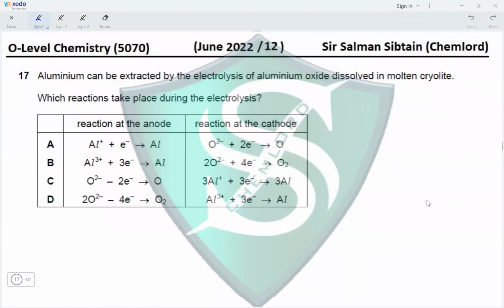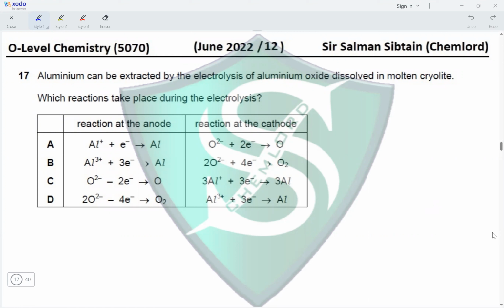Question 17. Aluminum can be extracted by the electrolysis of aluminum oxide dissolved in molten cryolite. Which reaction takes place during the electrolysis? Okay, reaction at the anode. Anode is where oxidation takes place, and reaction at the cathode. Cathode is where reduction takes place.